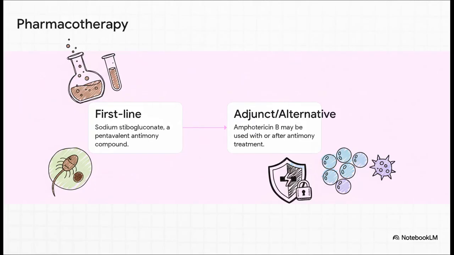When it comes to treatment, the historical go-to has always been a class of drugs called pentavalent antimonials, like sodium stibogluconate. That's been the first line for a long time. But, and this is a big but, we're seeing more and more resistance. So the field has really moved towards using liposomal amphotericin B. It's become absolutely critical, and in many places it's now the preferred first-line treatment because it works well and has a much better safety profile.